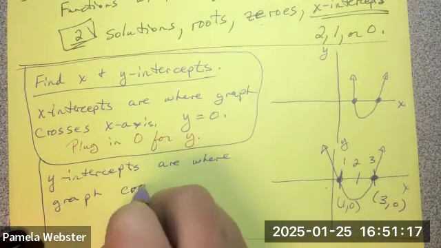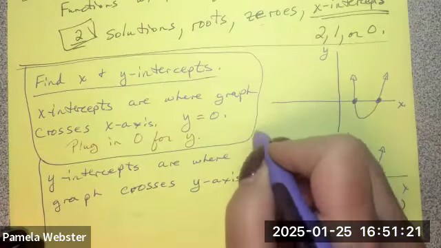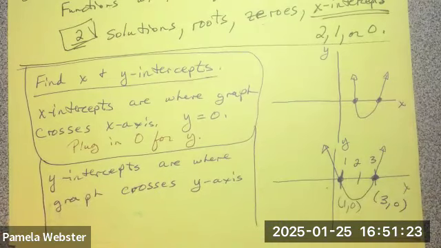It's where the graph crosses the y-axis. I do have these conversations with myself when there are no students present to answer. Okay, so y-intercepts are where the graph crosses the y-axis.